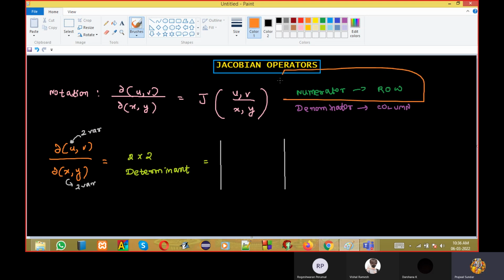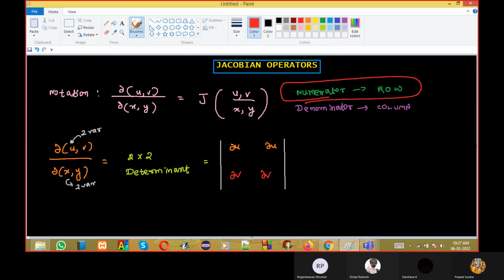Numerator, you will fill the row. What is the numerator? u. So first write dou u. Then next v, write dou v. This is clear. Numerator, fill all the rows. Numerator you fill like this, u v. And denominator, you fill as columns. Denominator x is there, divided by dou x. Here y is there, divided by dou y. That's it. This determinant you have to evaluate.